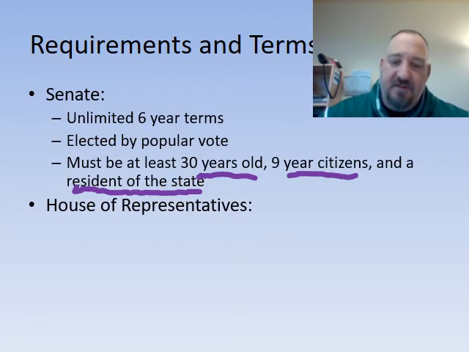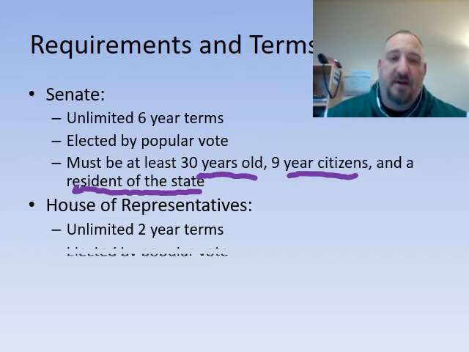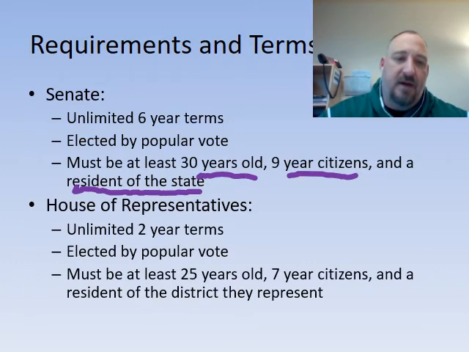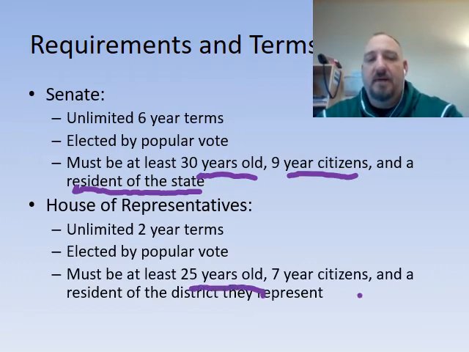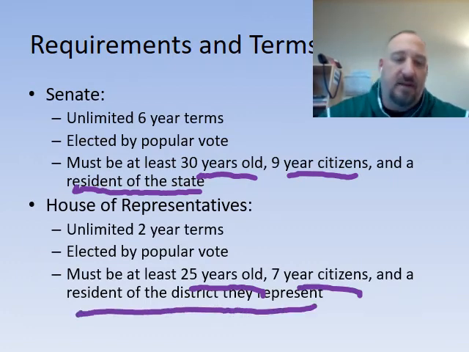The House of Representatives, then, unlimited 2-year terms, so you can be reelected as many times as you want, and that's on a 2-year cycle. They are also elected by the popular vote, and for the House of Reps, you need to be at least 25 years old, a 7-year citizen, and a resident of the district that they represent.